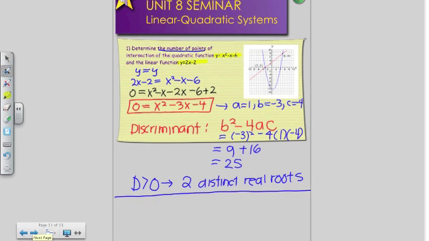So you're going to have 2 distinct different intersection points. If D was less than 0, you would have no real root, so no intersection points. Oh, sorry, not distinct real roots, because we're talking about intersection points, not roots. So 2 distinct intersection points. If D is less than 0, you would have no intersection points.